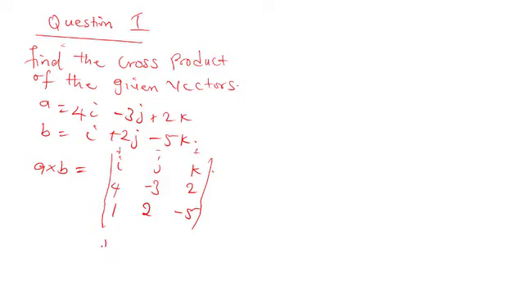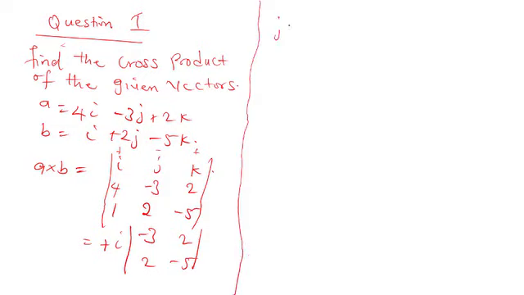So for i, it's plus i, and if you take this and take the other, minus 3, 2, 2, minus 5. You do that for the next one, and the next one is j. Remember, it's minus j. What do we have here? It's 4, 2, 1, minus 5. And the next one here is k, which is plus k. If you shade the horizontal and the vertical, we have 4, minus 3, 1, and 2.